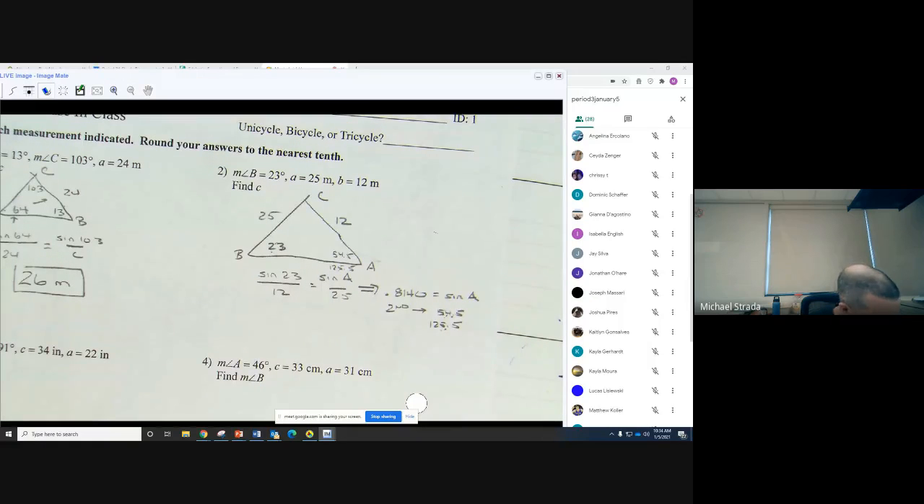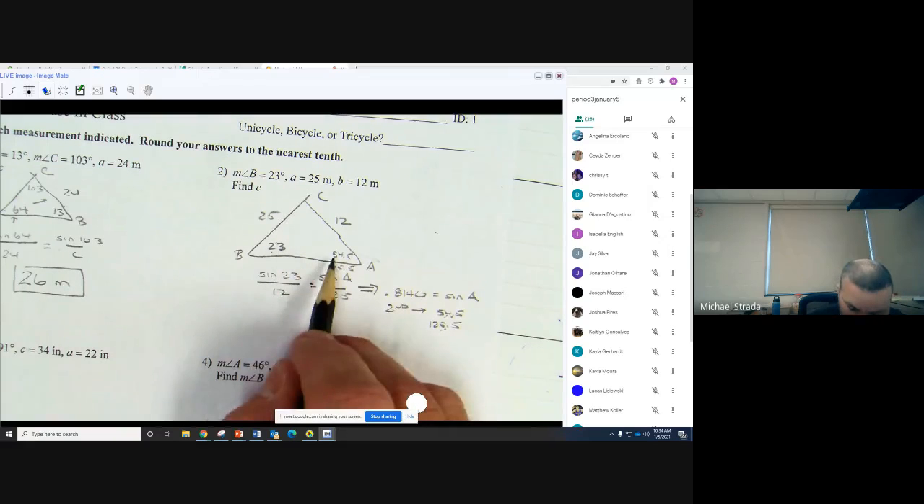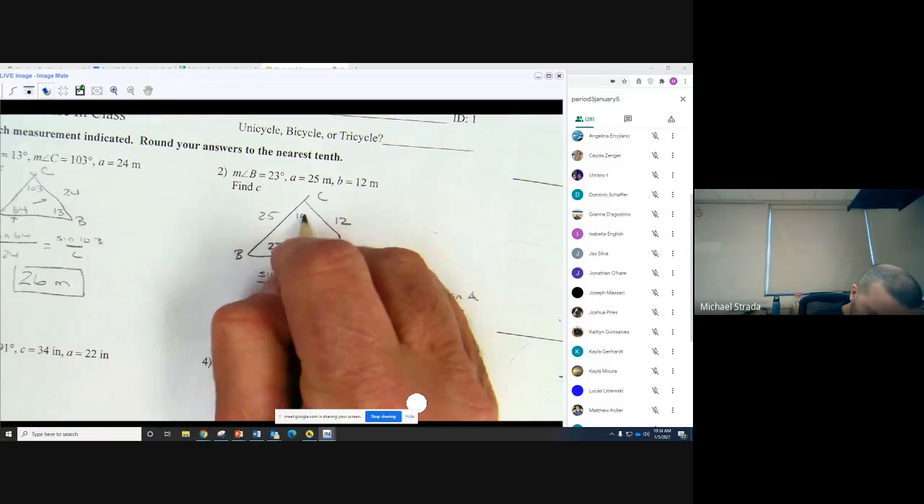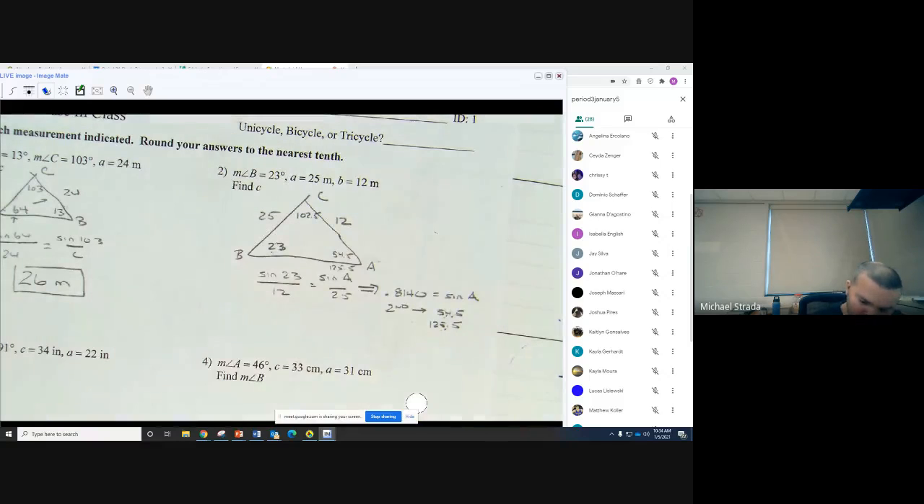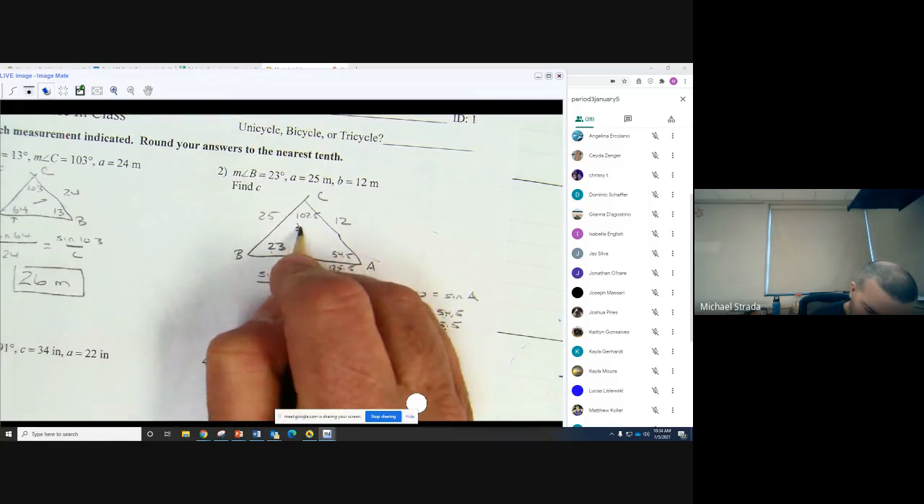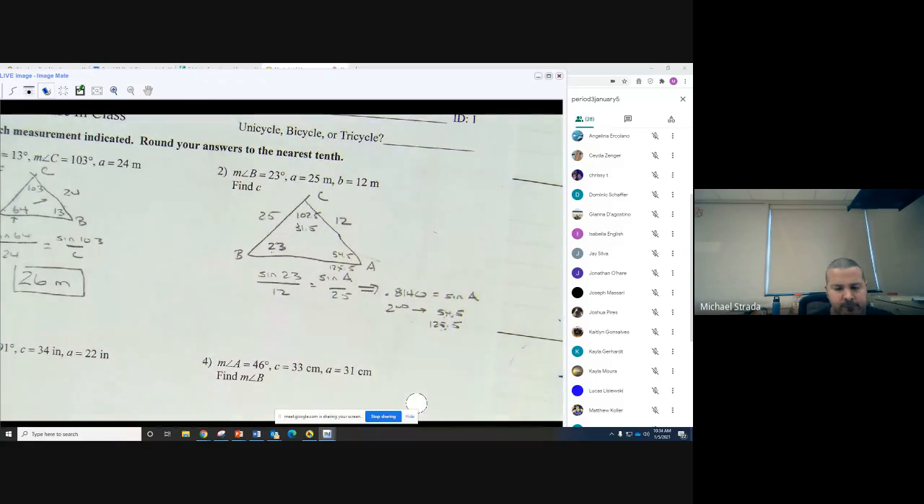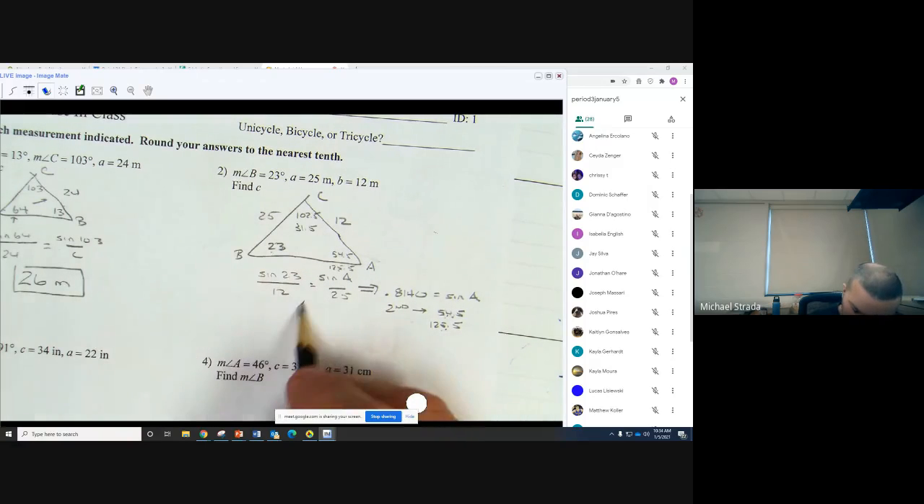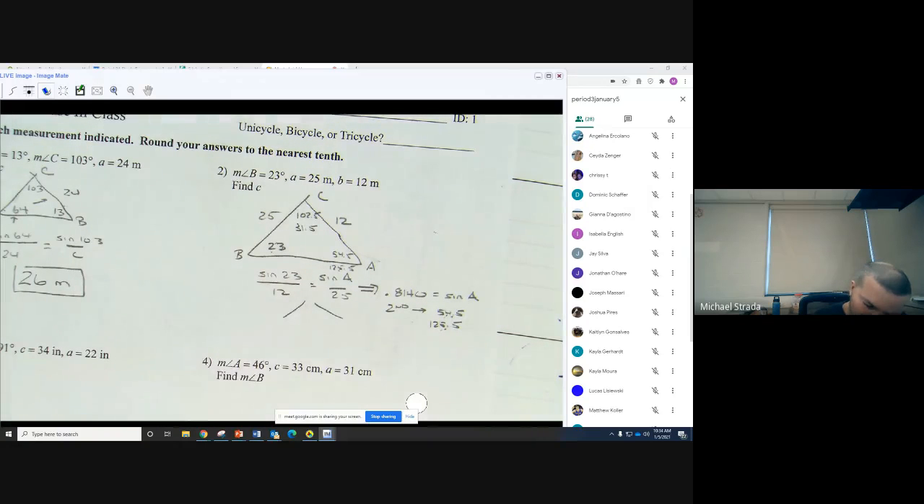That gives me 2 possibilities for C, one with the 23 and the 54.5, so that'd be 102.5. One with the 23 and the 125.5, I add them up, I got 148.5. Subtract that from 180, I got 31.5. The problem's asking me to find C, therefore I have 2 different situations.